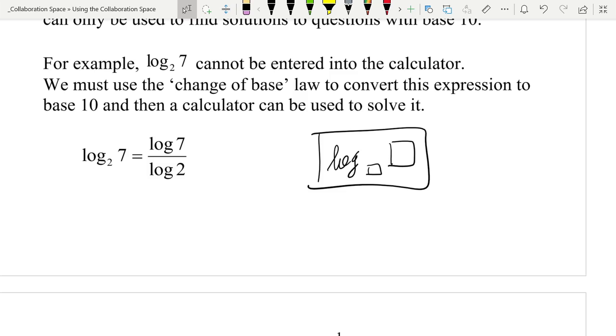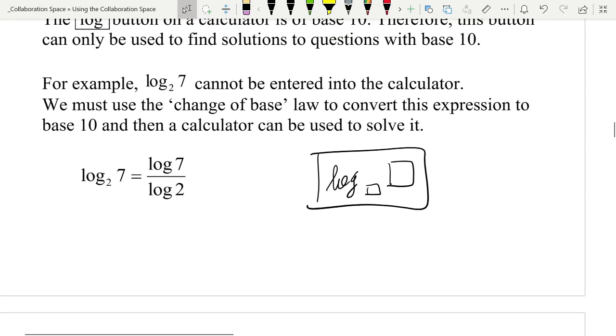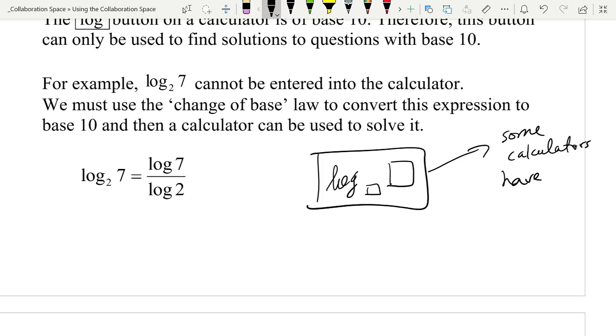So I'm gonna say, some calculators have this. And if you don't, you need a formula. Okay? Any questions about that?